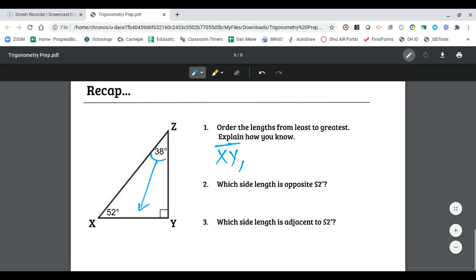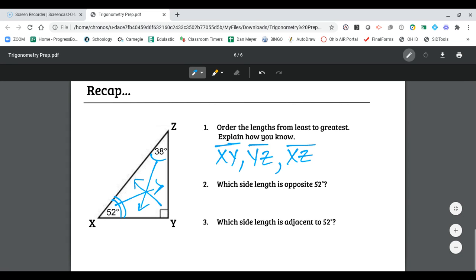And then 52 degrees would be my middle length and it is opposite YZ. So that would be my middle side length. And then my 90-degree angle is always my largest and it is opposite XZ. How do we know that? Well, I know it because the larger the angle measure across from it, the larger the side length. So the angle measure across from it decides the length.